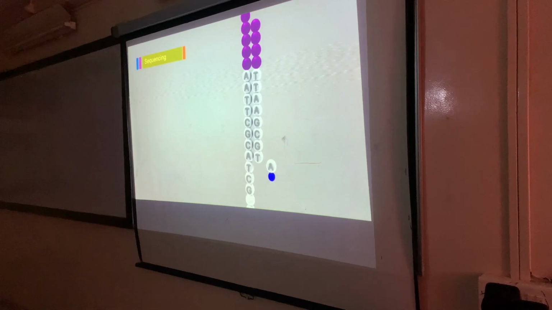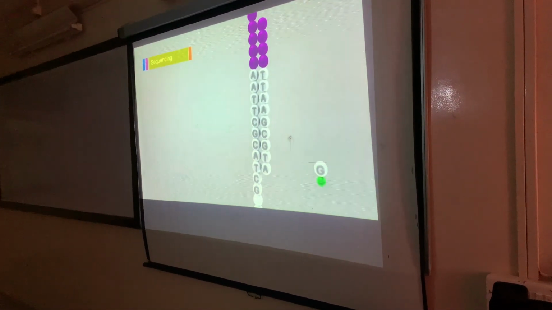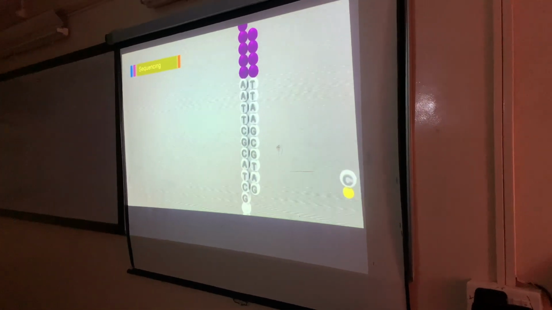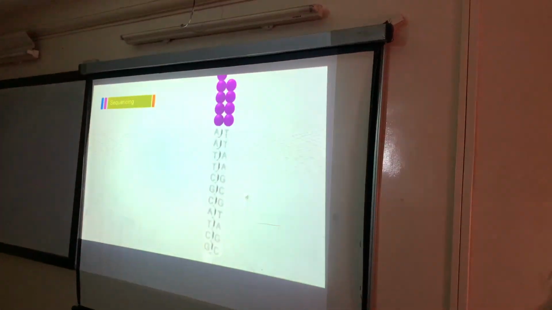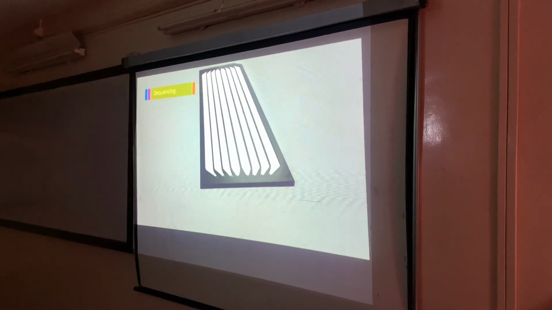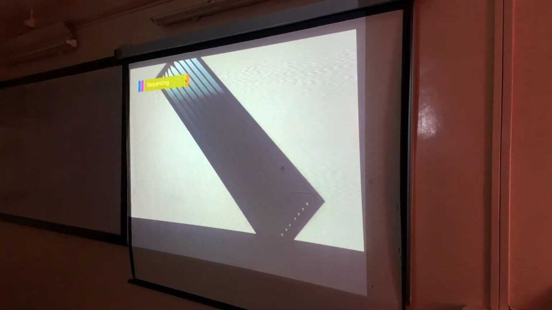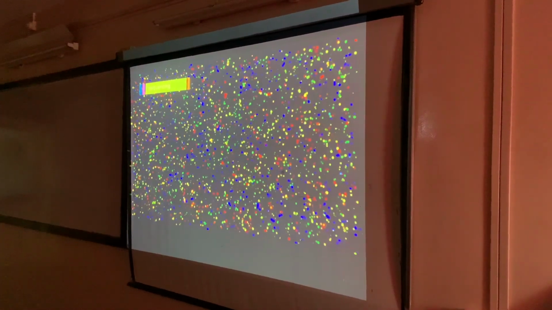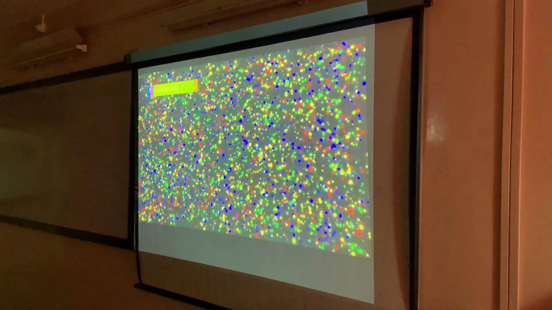The emission wavelength, along with the signal intensity, determines the base call. For a given cluster, all identical strands are read simultaneously. Hundreds of millions of clusters are sequenced in a massively parallel process. This image represents a small fraction of the flow cell.